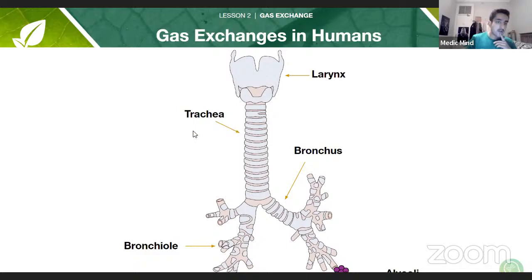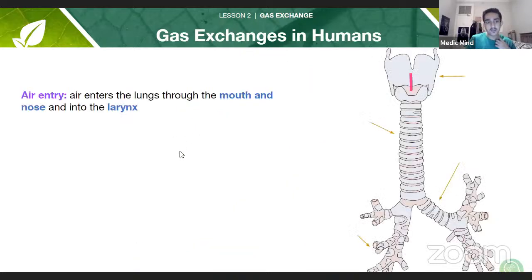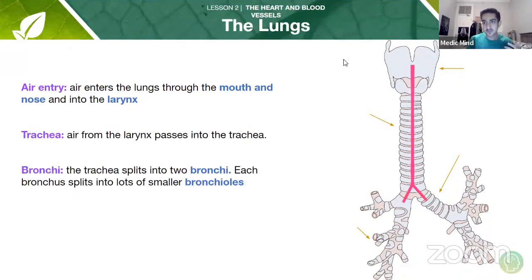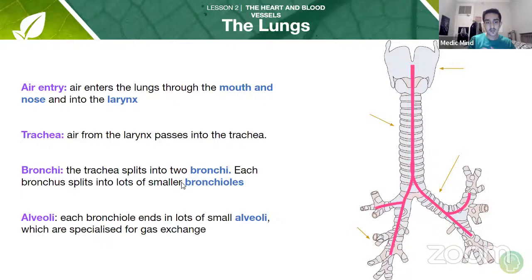So air enters the lungs through the mouth and nose into the larynx. Air from the larynx passes into the trachea. The trachea splits into two bronchi, left and right, and each main bronchus splits into lots and lots of smaller bronchioles. Your alveoli are at the end of the small bronchioles and are specialized for gas exchange.